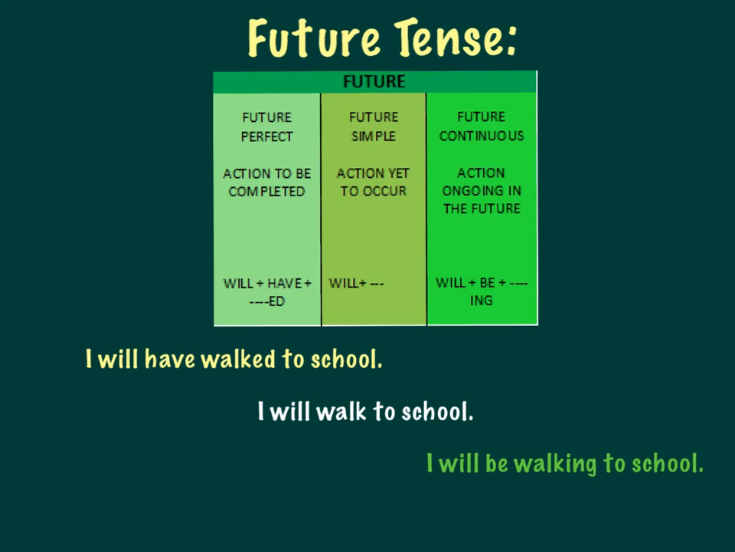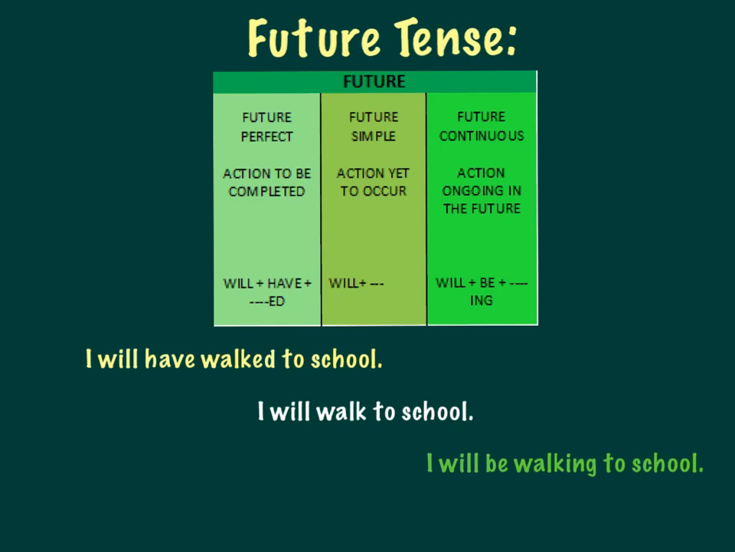That leaves us with future tense. Future tense has 3 aspects to it: future perfect, future simple, and future continuous. Our example for future perfect is I will have walked to school. This shows that the action will be completed. We are again able to see that we've used the auxiliary verb have and the marker ed on the end of our main verb. For future simple, we have showed that the action will occur.